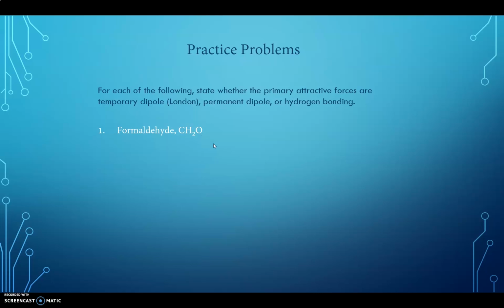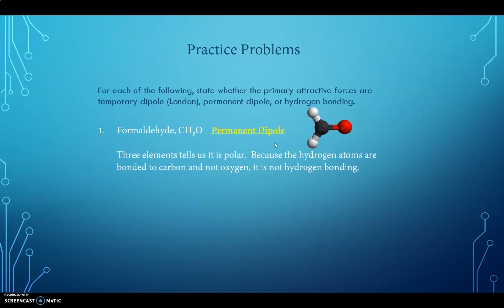To figure that out, we need to sketch out the molecule. If we sketch out formaldehyde, we'll see that it is a nice trigonal planar molecule, but the hydrogen atoms are not bonded directly to the oxygen. The H's are bonded to the C instead. So if the H isn't directly bonded to O, it can't be hydrogen bonding. It's got to be permanent dipole.